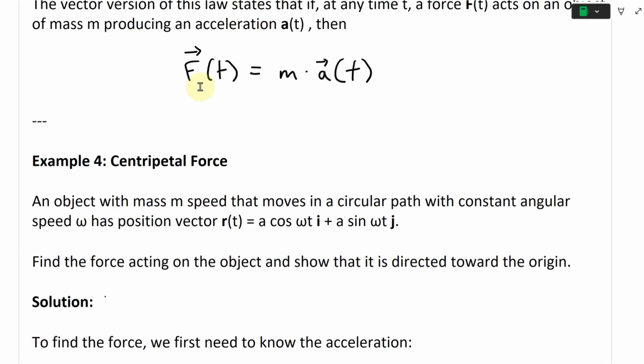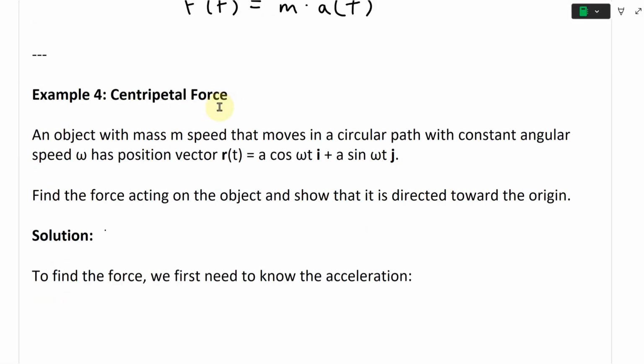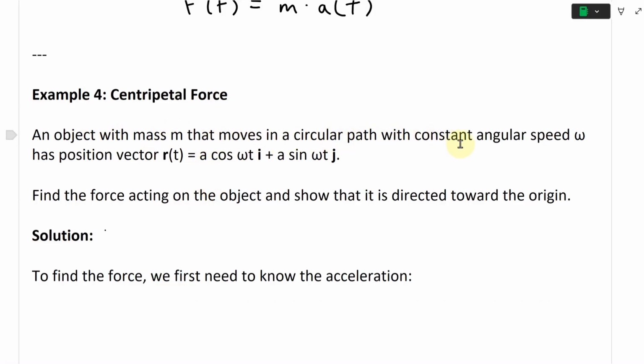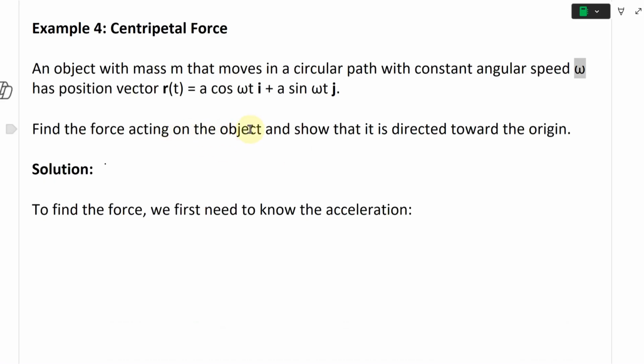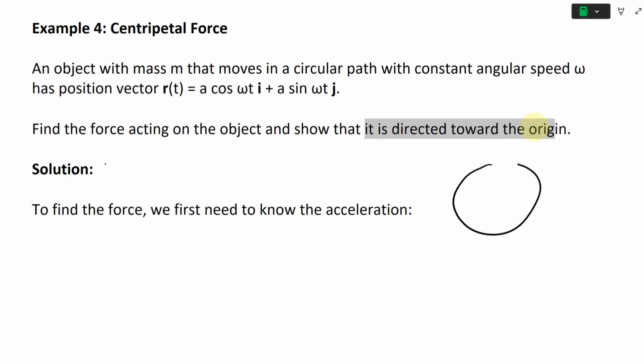Alright, so now to illustrate this, we're going to use an example, example 4 on centripetal force. An object with mass m moves in a circular path with constant angular speed omega. This is a w, but in Greek it's the omega symbol. It has position vector r of t equals a cosine omega t i plus a sine omega t j vector. Now we're asked to find the force acting on the object and show that it is directed towards the origin. In other words, show that the force is always pointing inwards. In other words, we have a centripetal force.